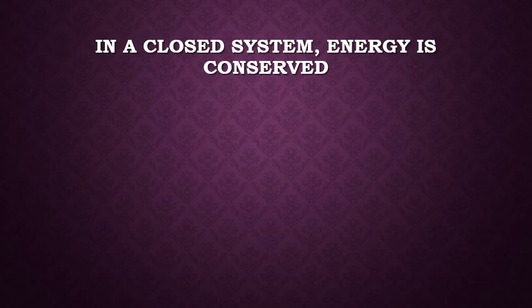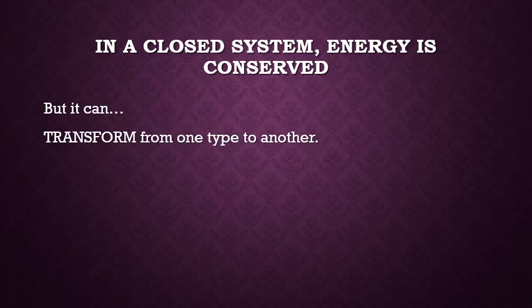So one of the big ideas that we covered in our last unit that we're going to continue talking about in this unit is the idea of conservation. And when we're talking about a closed system, energy is conserved. This means that energy cannot be created or destroyed. But what it can do is it can transform from one type of energy to another type.